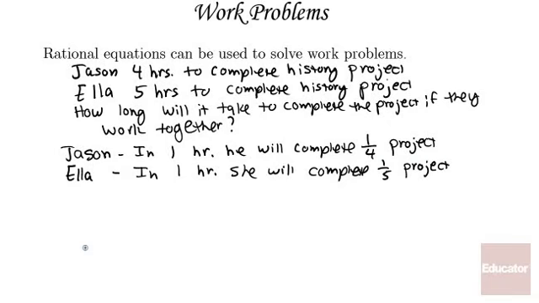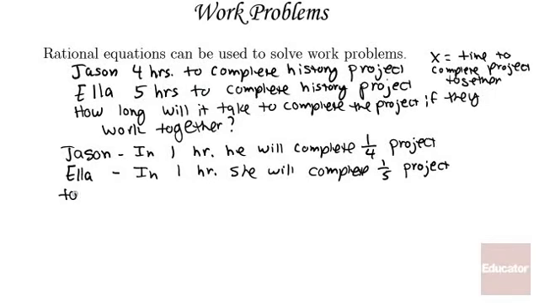Now, if they work together, we have Jason's time is 4 hours, Ella's time is 5 hours. Let's call X equal to the time to complete the project together. So some amount of time, X, is going to be shorter than the quickest person's time. Jason only takes 4 hours, so if Ella's helping him out, it's definitely going to be quicker than 4 hours, maybe 3 hours or maybe less to get the project done. So X represents this unknown time that they could complete the project in if they're working together.